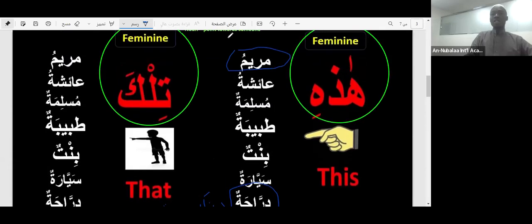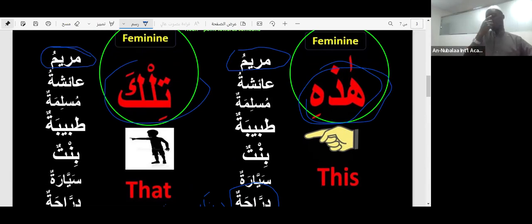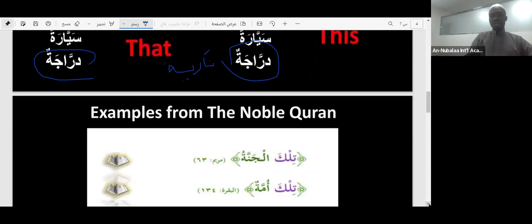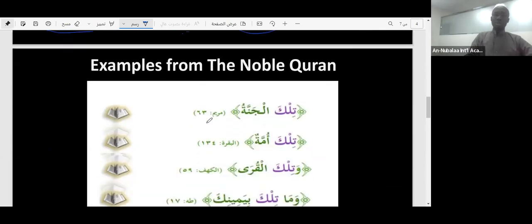You can see that all these names are feminine and we use hadhihi for them. But tilka, when you are referring to Maryam in a further place, you use tilka Maryam. Tilka A'isha, that is A'isha. Tilka muslima, tilka tabiba, that is a doctor. Tilka bintun, that is a daughter. Tilka sayyara, that is a car. Tilka darrajatun, that is a bicycle. In the Noble Quran, we have examples: tilka al-jannah, that is the paradise. Tilka ummah, that is a nation.